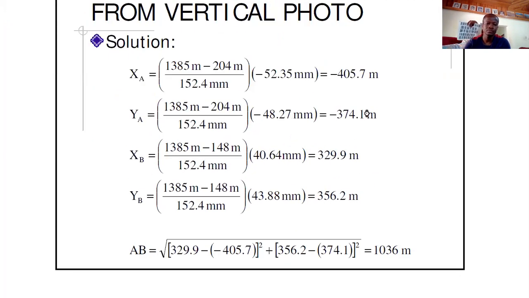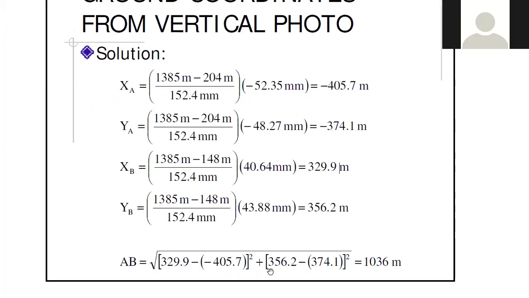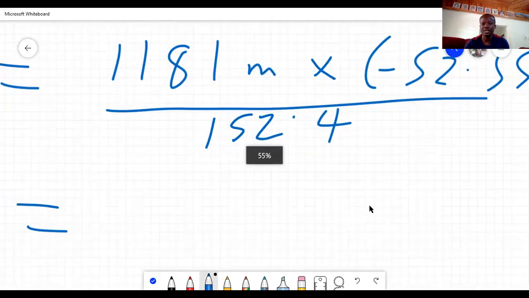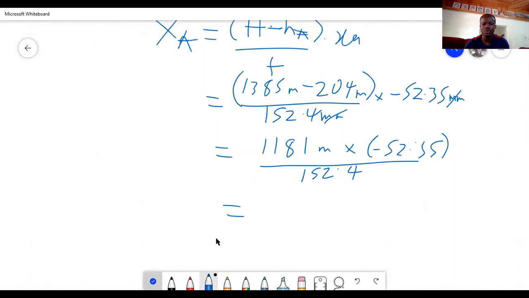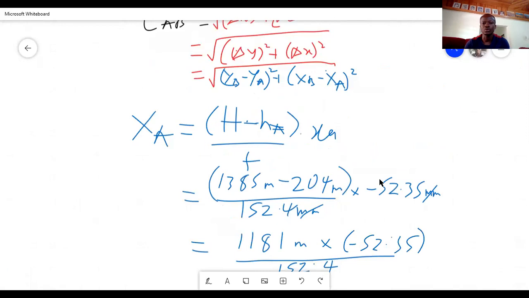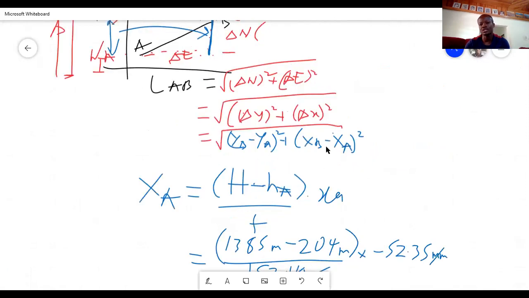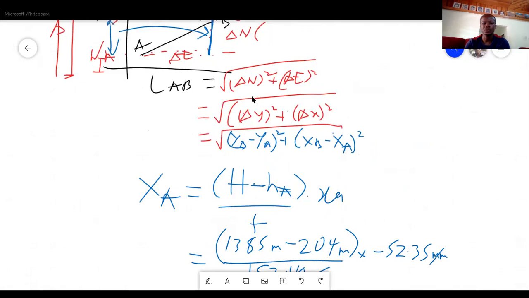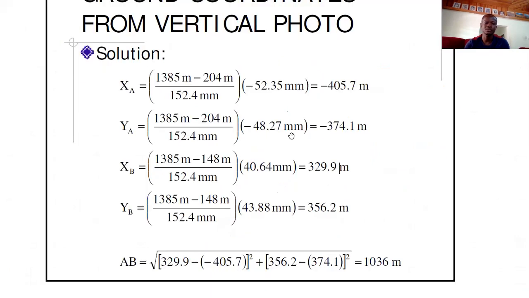Are you with me? Now, when we're done, we also know the formula for distance using coordinates, as was shown on the board. So LAB is subtracting and squaring the differences in the horizontal and vertical coordinates, and we just get a certain distance. Simple as that.